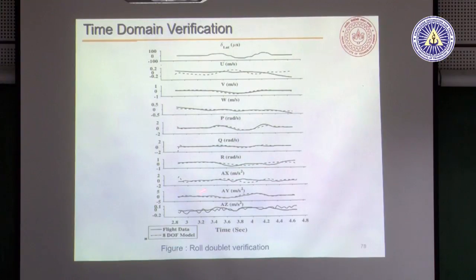P, Q, R are matching quite well. AX, AY also, and AZ. AZ is actually the vertical acceleration. So you can see the flight test data has a lot of high frequency content. Can you tell me what could be the source of this? AZ is my vertical acceleration.